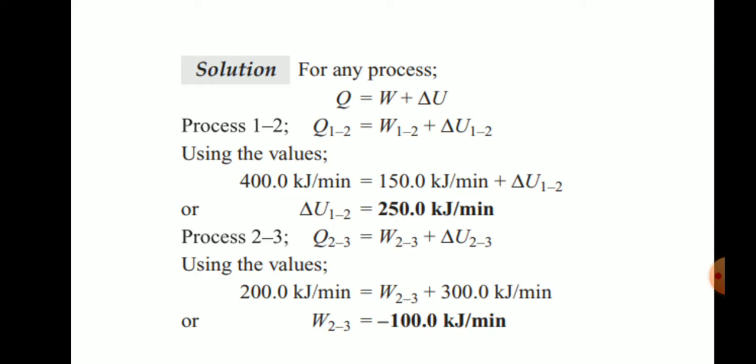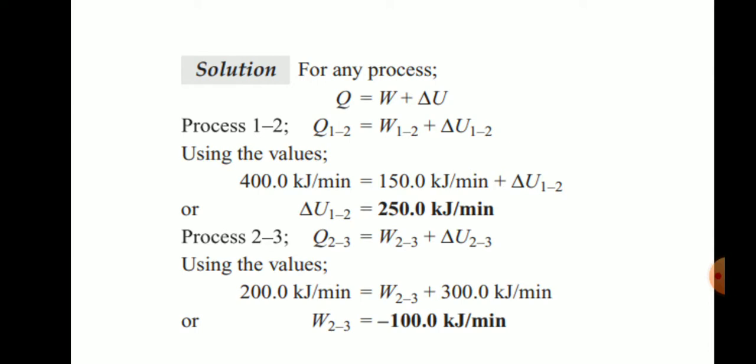Okay, then now start the problem. Q1 to 2 equals W1 to 2 plus delta U1 to 2. In process 1 to 2, Q1 to 2 and W1 to 2 are given, delta U is not given. Substitute the known values and calculate delta U1 to 2. Then process 2 to 3, similarly the same formula but the suffix is different, which is 2 to 3.